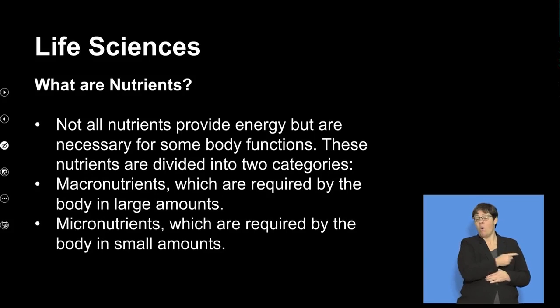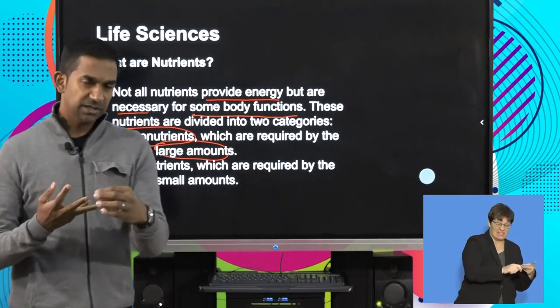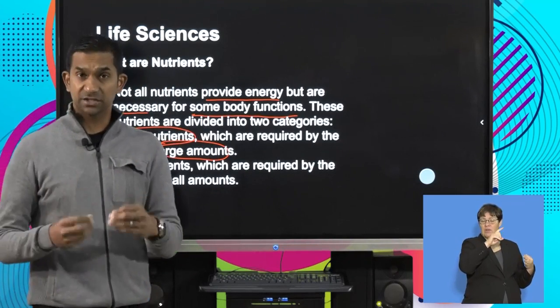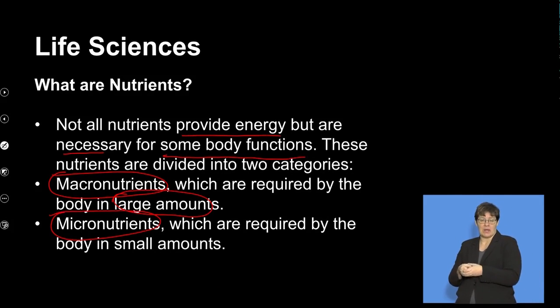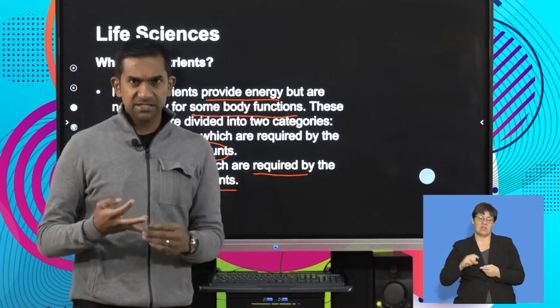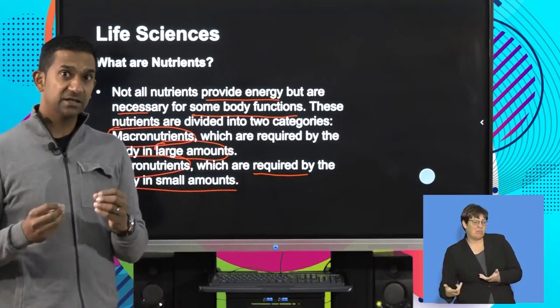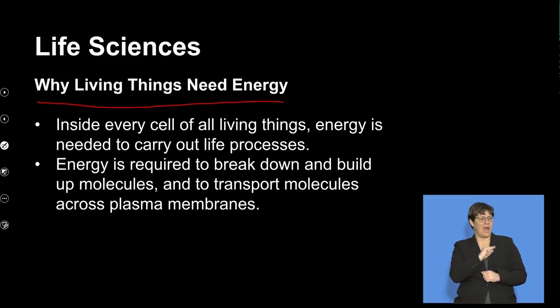Not all nutrients provide us with energy, but they are necessary for some body functions. These can be divided into two groups: your macronutrients, which are needed in large quantities. Things like proteins, fats, lipids, and carbohydrates are needed in large quantities and daily. However, we also need some micronutrients, and these are generally required in small amounts. These can be your phosphorus, calcium, magnesium, and potassium, that are needed in small amounts but still are crucial.